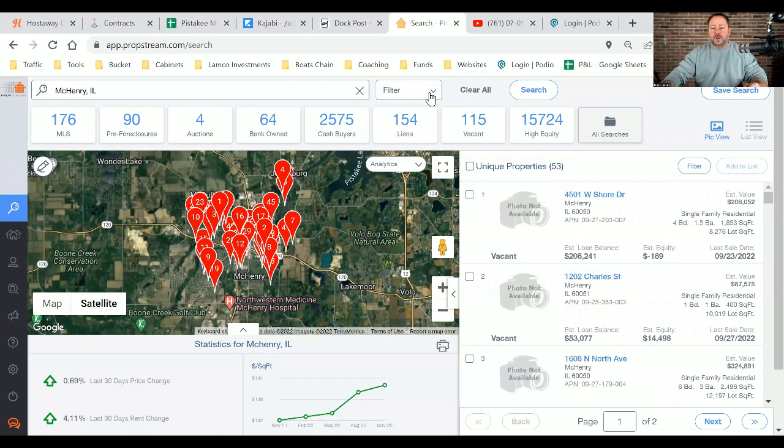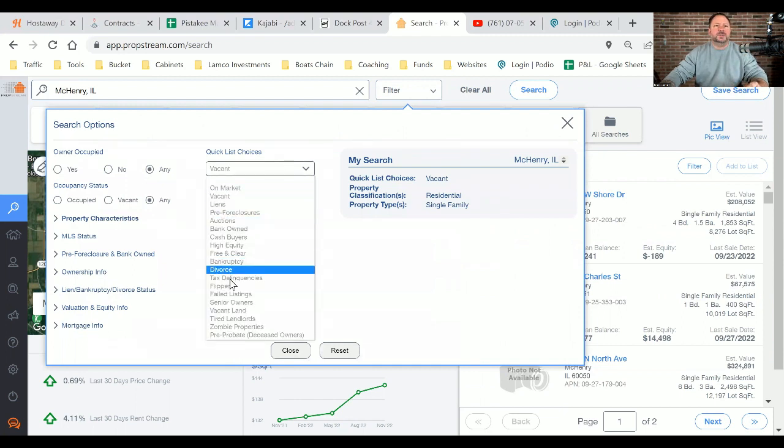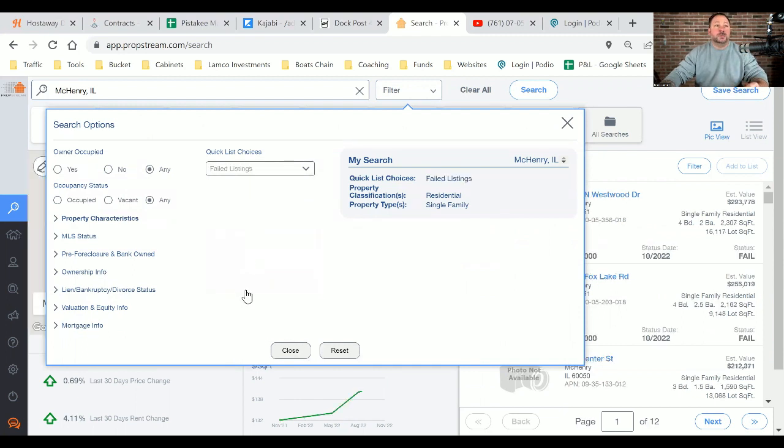Tired landlords, divorce, vacant houses, health issues, tax or mechanic liens, failed MLS listings. This one I'm going to go through a little farther. This is one of my favorite failed listings for a subject-to opportunity, right? The reason why it failed is probably the price is too high, or like I said before, too many repairs need to get done and the owner probably couldn't pay for them.